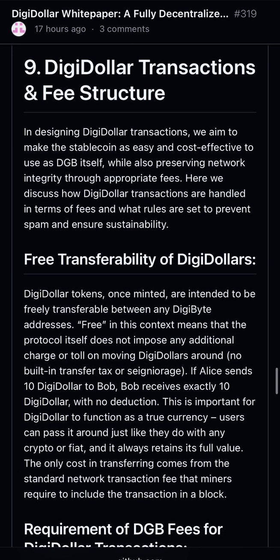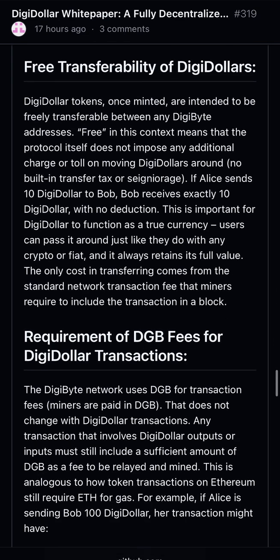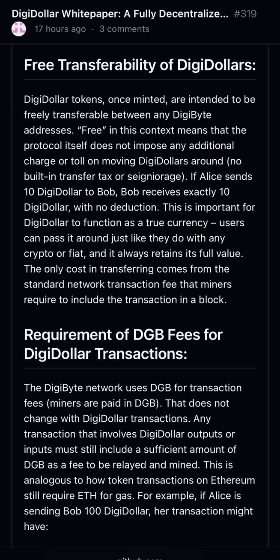9. DigiDollar transactions and fee structure. In designing DigiDollar transactions, we aim to make the stablecoin as easy and cost-effective to use as DigiByte itself, while also preserving network integrity through appropriate fees. Here we discuss how DigiDollar transactions are handled in terms of fees, and what rules are set to prevent spam and ensure sustainability. Free transferability of DigiDollars.